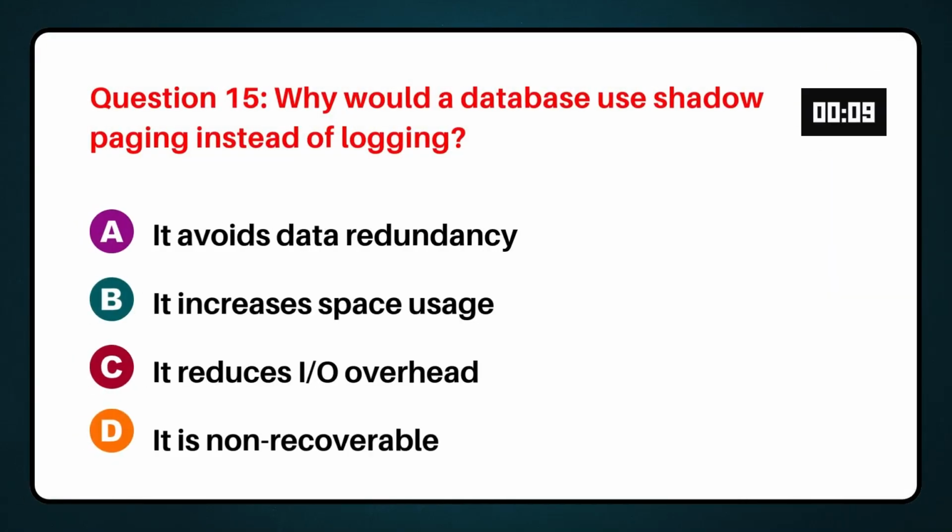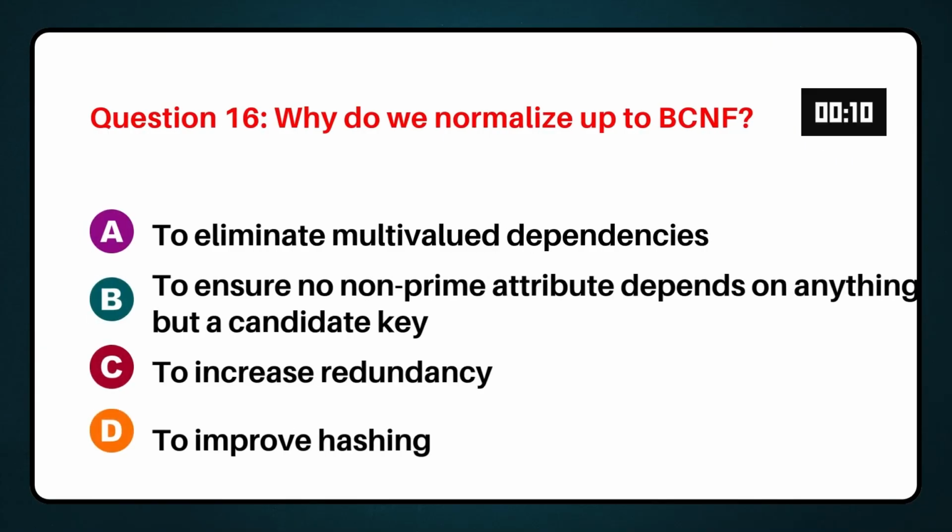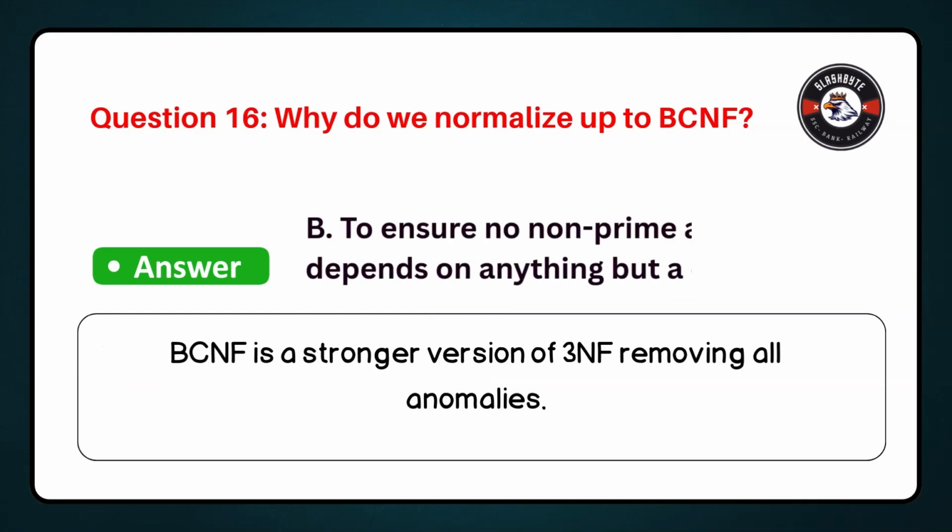Question 15. Why would a database use shadow paging instead of logging? Correct answer, C. It reduces I/O overhead. Question 16. Why do we normalize up to BCNF? Correct answer, B. To ensure no non-prime attribute.